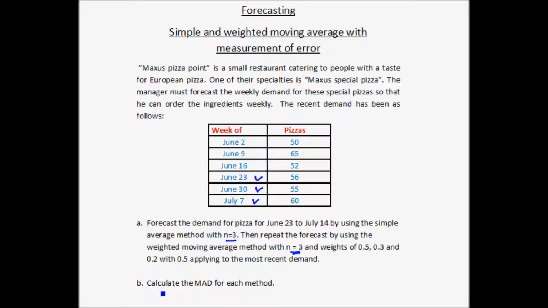Also, we are being asked to find out the MAD for each method. MAD is nothing but the mean absolute deviation, which is one of the measurements of error. So let us find out the solution for this example.